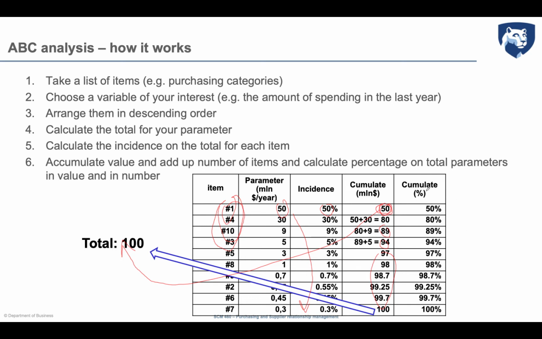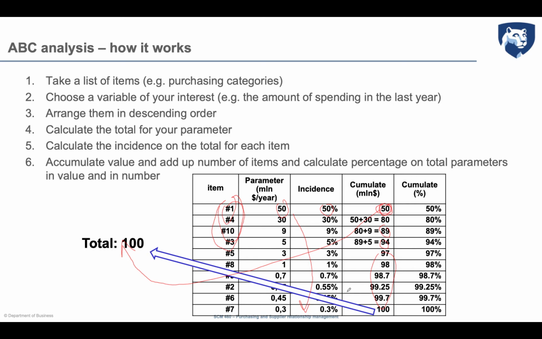Again, the cumulative percentage value shows you how much is the percentage of increase stepping from the largest to the smallest. So from here to here you increase 30%, from here to here you increase 9%, from here to here only 5%, then 3%, then 1, then 0.7, 0.55, 0.45, and at the end 0.3%.